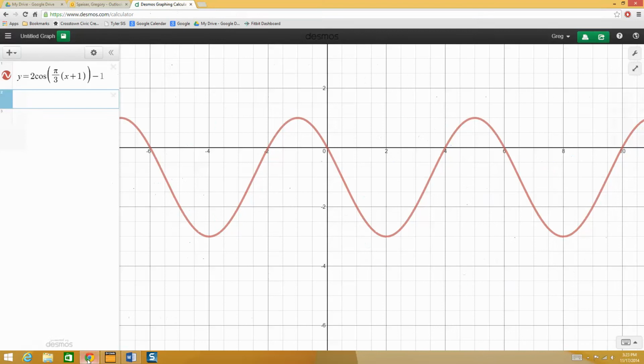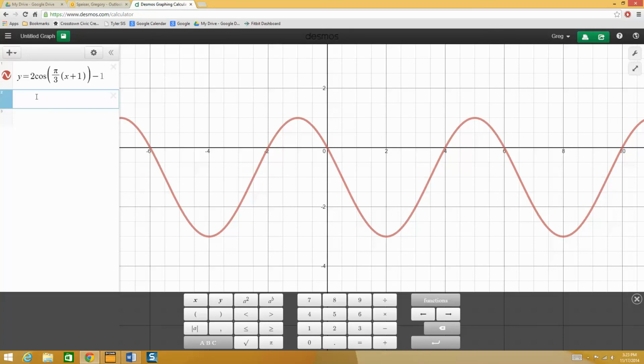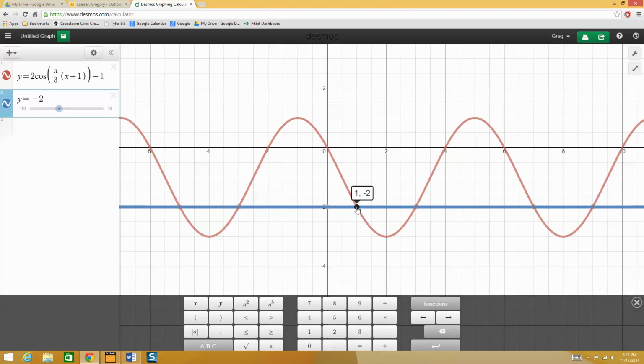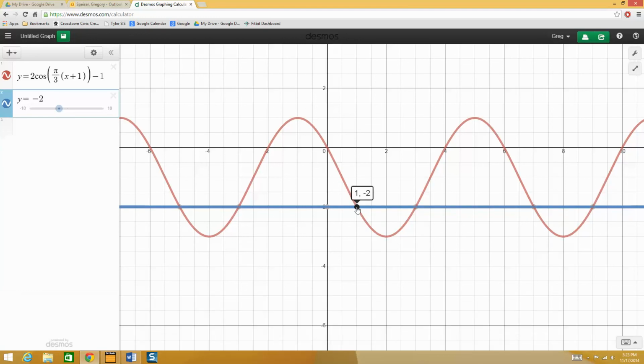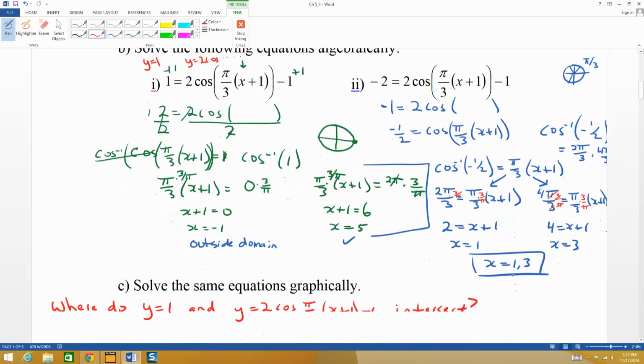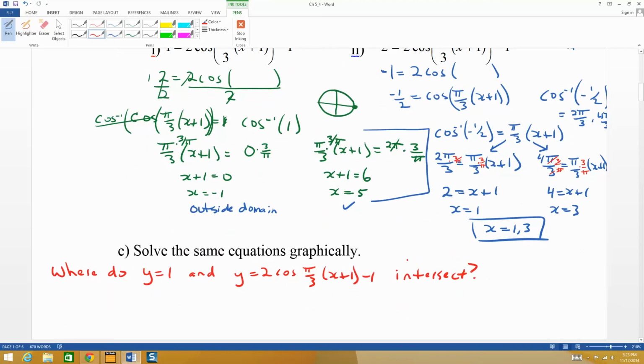But if we go to Desmos, let's type this in over here, and I can add another one. y is equal to negative 2, and we can see these solutions. Here's the one at x equals 1, and there's the one at x equals 3. So you see how it works for solving the same equations graphically.